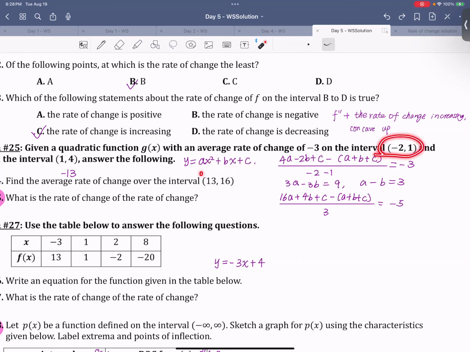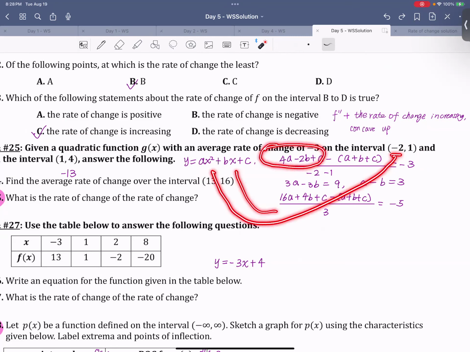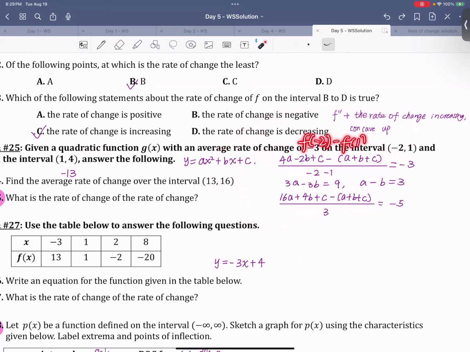If you say a times -2 squared plus b times -2 plus c equals 1, wrong. This is not the point. This is the interval. So -2 plug in, you have this. 1 plug in, you have this. You do this two-point difference, y minus y over x minus x. This is f of -2 minus f of 1 over -2 minus 1. That is a slope, which is -3, right here.